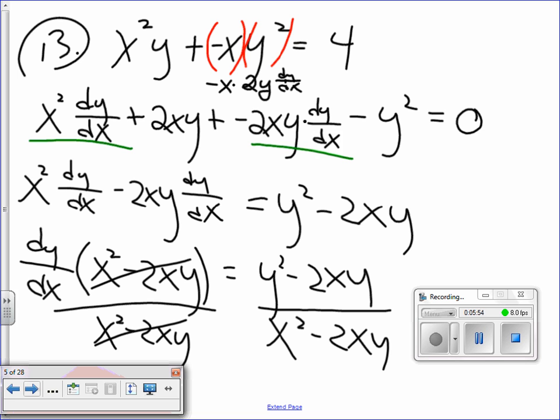Oh, yeah, this one. Wait, 13 says find where the slope of the curve is defined. I was just getting the derivative. Okay, so did you actually get the derivative? You got that? Oh, so where it's defined is where the denominator is not 0.